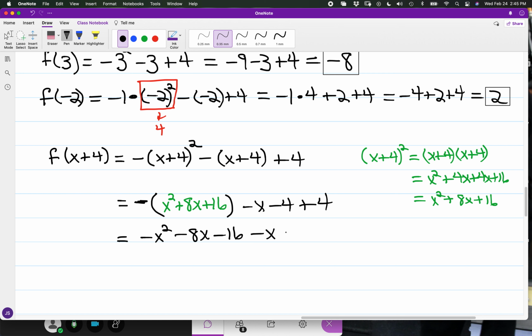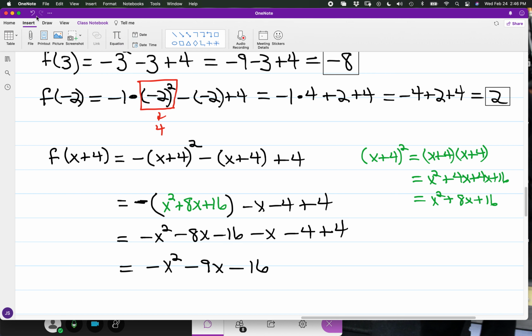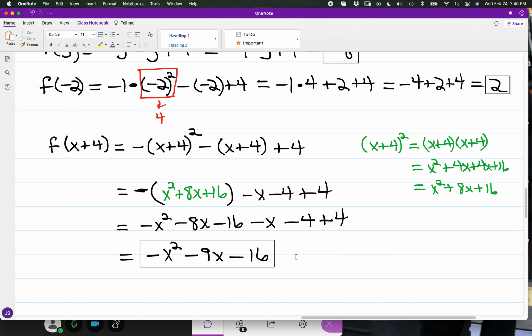And you can go ahead and cancel out negative and positive 4. And combining the terms, we have negative x squared and negative 8x minus x. Okay, we have a negative 9x. And for the constants, this will result as minus 16. So for the output, we're going to have a trinomial, and all the terms will be negative, where we have minus x squared minus 9x minus 16. And that will be the final result in the output.